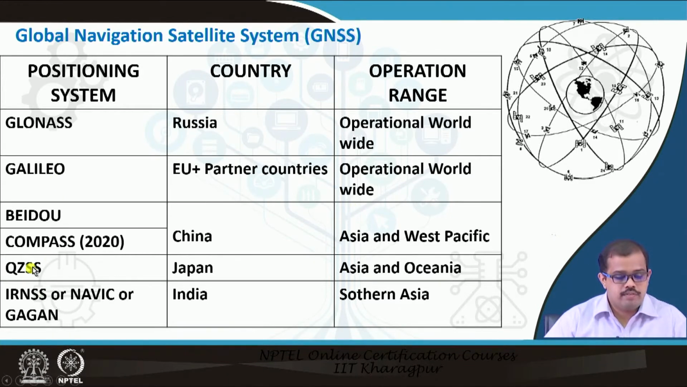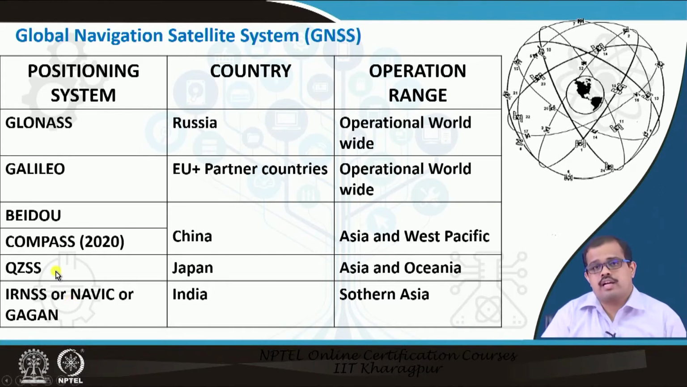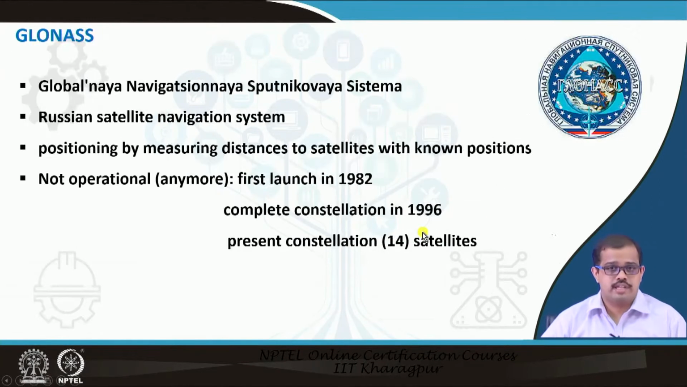Then we have QZSS by Japan. It's called Quasi-Zenith, by Japan and Asian and Oceanic countries basically. Then you have IRNSS, or NAVIC. It's basically called NAVIC. So the entire navigation system is called IRNSS. It is by the country India, and it is basically available in Southern Asia.